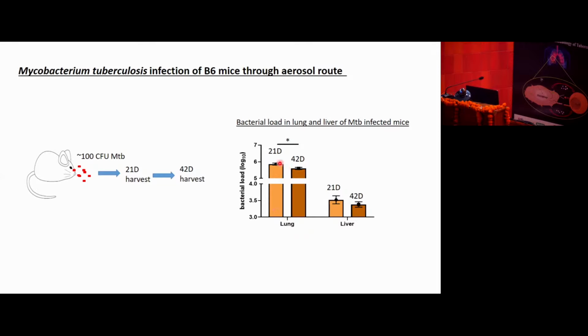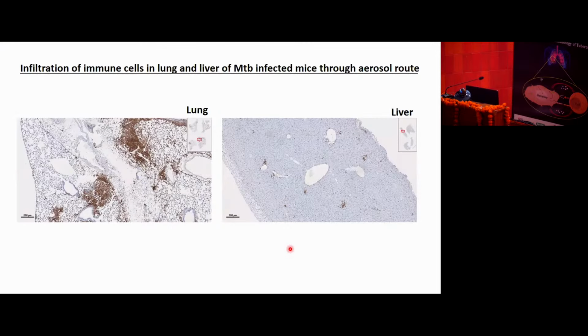And we looked at 21 days and 42 days, because 21 days is when it generally takes to disseminate from the lung to other organs, and 42 days is a chronic stage, but not a very late chronic stage. We wanted to see the early events of what is happening. Looking at the infiltrating immune cells within CD45, you see that the lung is massively infiltrated with immune cells, but there are only very minor patches in the liver. So the liver is not in a typical inflamed state in aerosol infection.